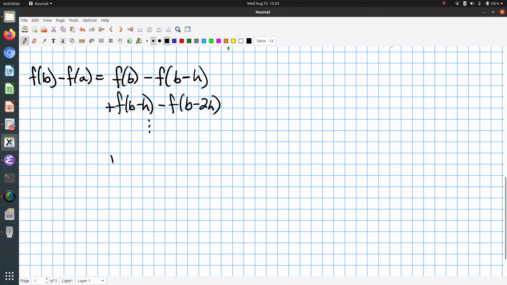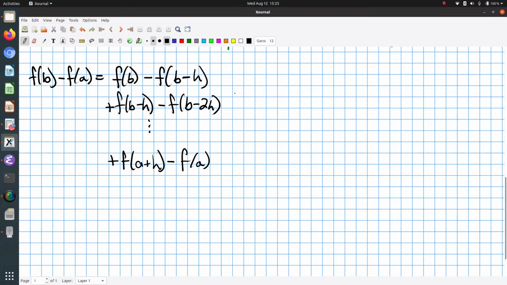And eventually, I'll come down to something like, at the very bottom, I'll get f of something minus f of a. What something is that? Well, it's going to be one step more than h. Perhaps now you should see where I'm going with this. Each one of these guys here really looks like it wants to be a derivative. And indeed it is. Each one of these little steps is just a derivative.